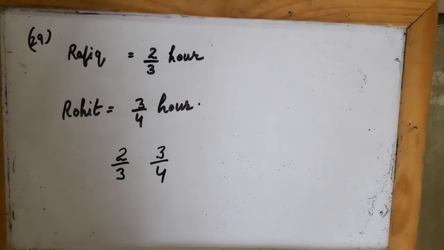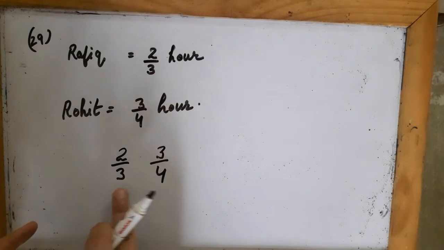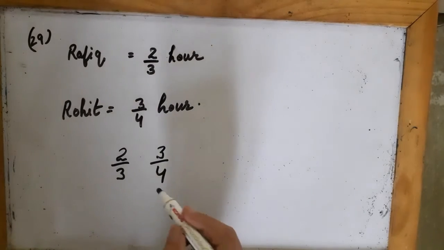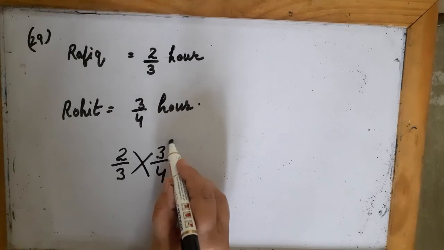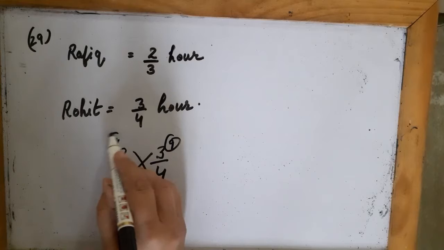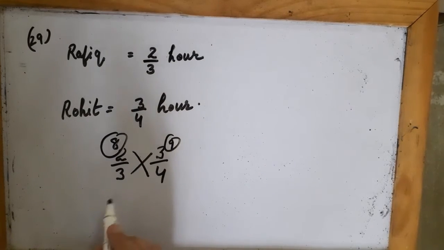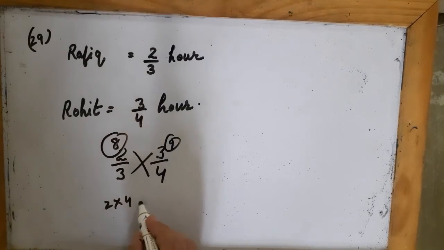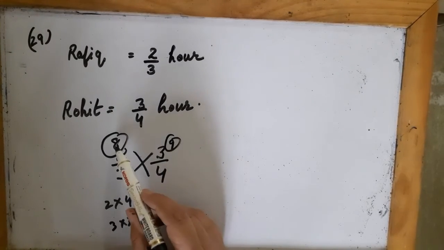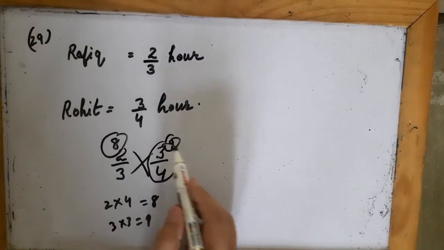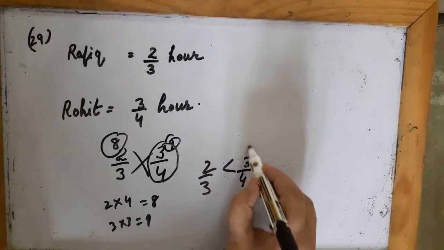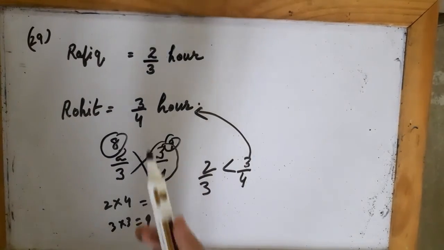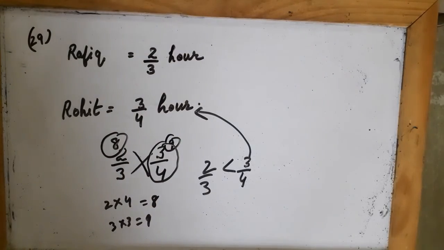Now I told you the two ways of comparing fractions. If you are given two fractions, there are two ways. The first I told you was cross multiply. 3 3s are 9 and 2 4s are 8. You multiply this 2 and 4, you get 8, and 3 and 3, you get 9. So 9 is bigger than 8, so this fraction is bigger, and this fraction belongs to Rohit. So Rohit exercised for a longer time.